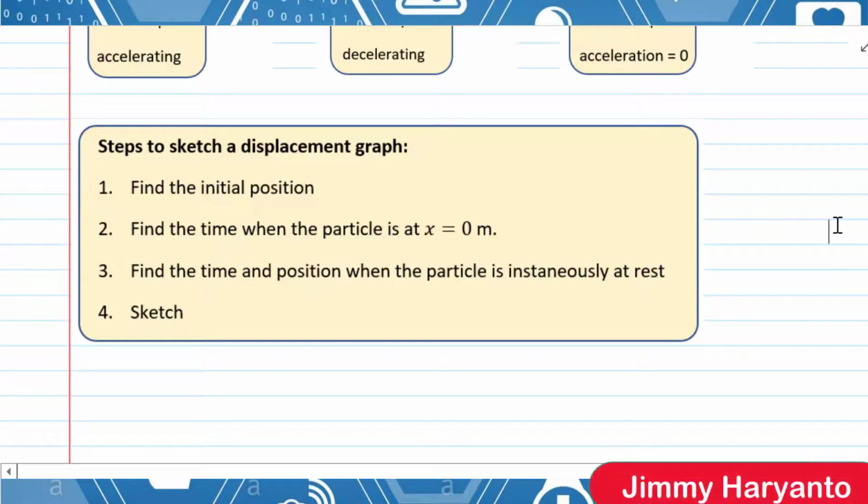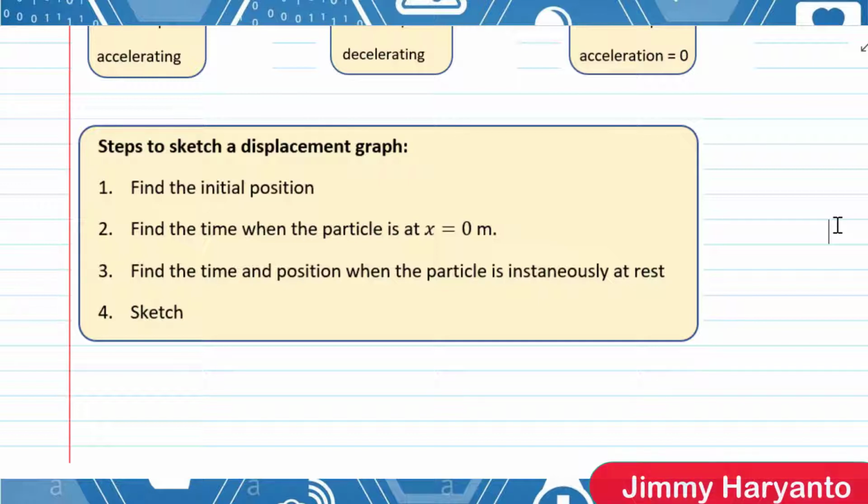Okay, so how to sketch a displacement graph? First, you have to find the initial position. Next, you have to find the time when the particle is at x equals 0 meters, or you can say the roots of the displacement equation. And then number 3, find the time and position when the particle is instantaneously at rest. This one is important when you want to draw a curve, or maybe you want to find the turning point of your graph.